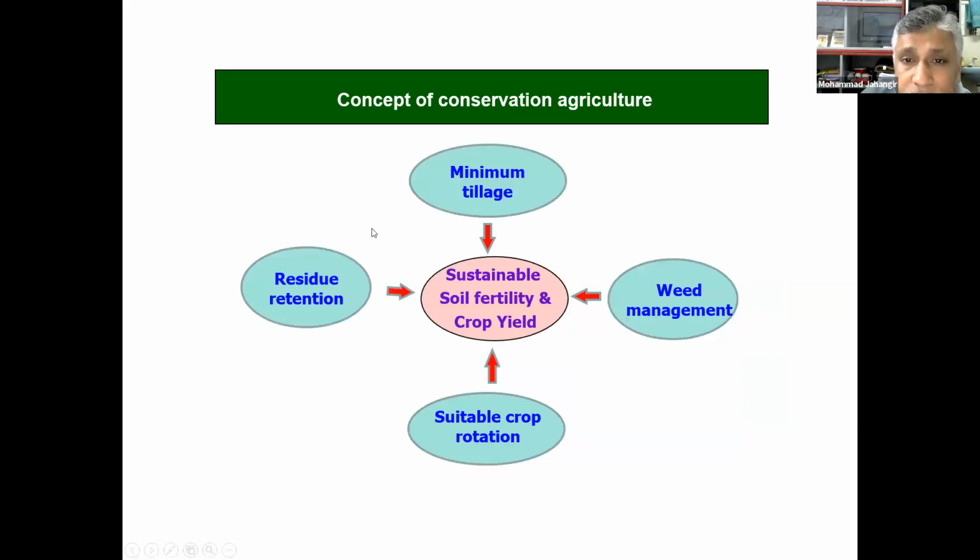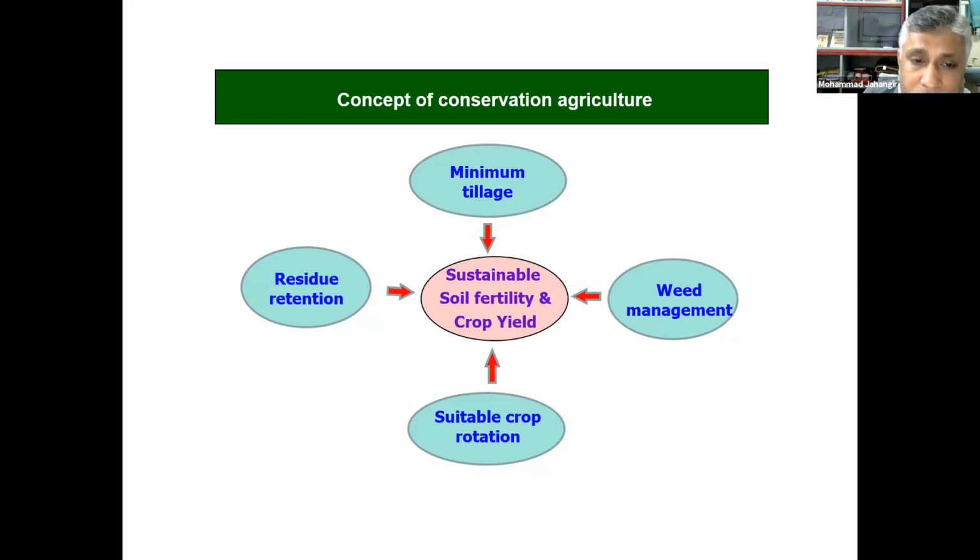So what is conservation agriculture? Maybe people from non-agriculture won't be much interested in this more academic presentation. Conservation agriculture has mainly three pillars. First, minimum tillage, that is we reduce the number and depth of tillage. Second, we leave some crop residues, because currently people cut their crops just above the ground. That means they don't like to leave any residues. They're always bringing from the soil to their home, but they never like to leave anything for the soil.